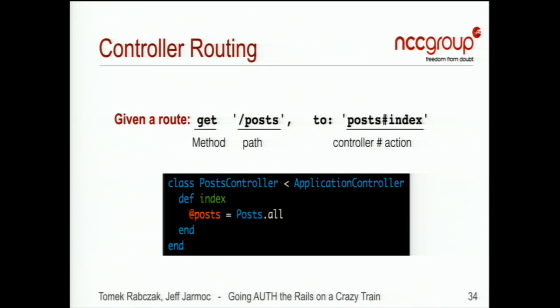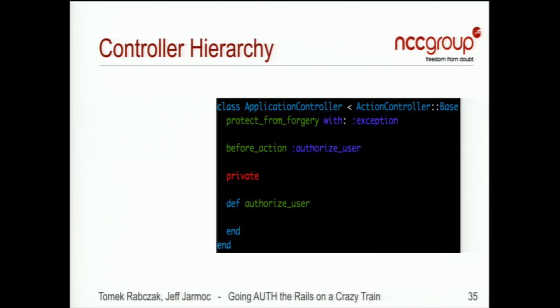Now that we've looked at what a controller looks like, let's talk about the controller hierarchy for a second. This is the application controller. When you generate a new Rails application, this is one of the controllers that gets generated by default, and it gets inherited by all other controllers by default. So if you run rails generate controller with some parameters, it's going to inherit from application controller.